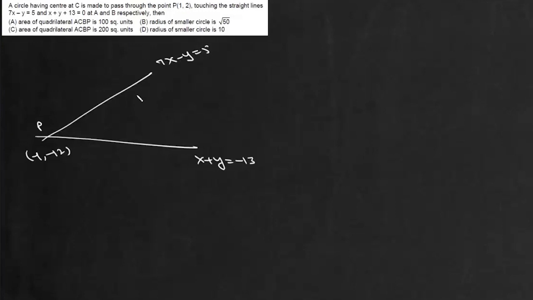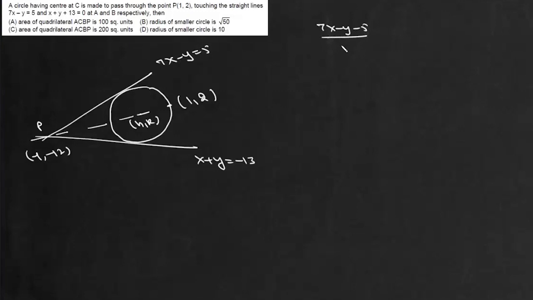And then there is a circle which touches both these straight lines, and it passes through this point 1, 2. Now we know that the center will lie on the angle bisector of these two lines. So we'll find the angle bisector, which is given by 7x minus y minus 5 upon root 50, that is 5 root 2, and it is equal to plus minus x plus y plus 13 upon root 2.